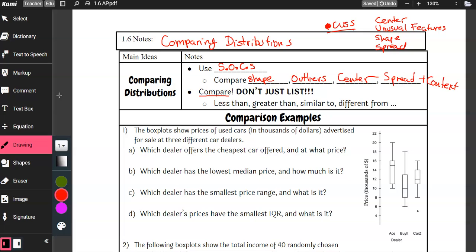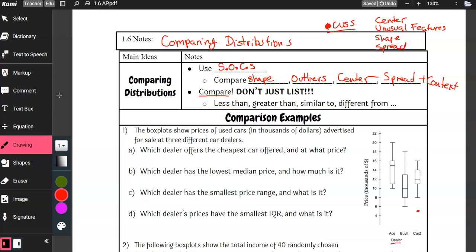Okay, in this example number 1, the box plot shows prices of used cars in thousands of dollars advertised for sale at 3 different car dealers. Ace, so these are the dealerships. This box plot is for Ace. The other one is called Buy It, and the other one is called Cars Z. Notice that there's a little data out here. This is going to be an outlier.